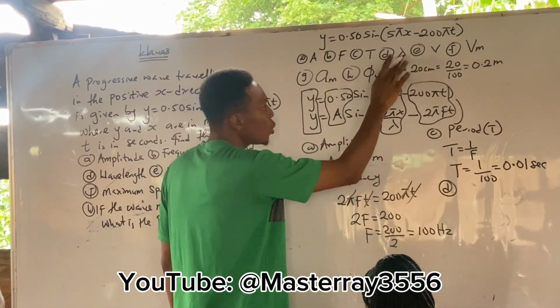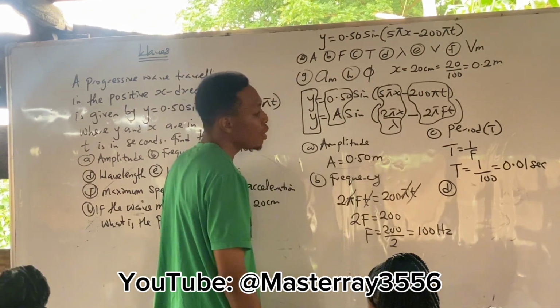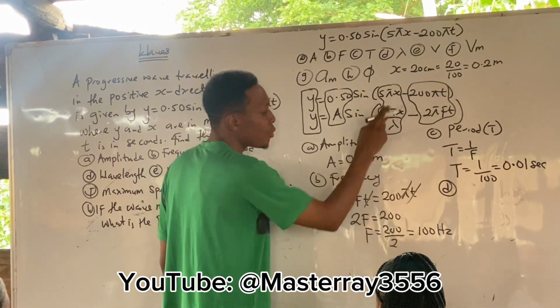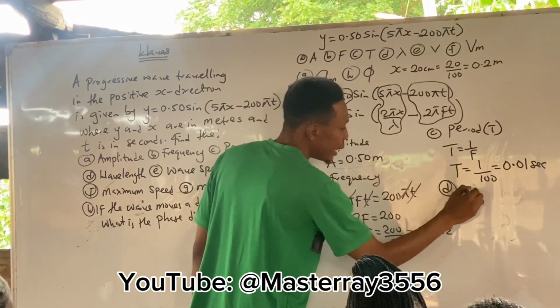So the D part, please listen. For the D, we are asked to look for lambda. Lambda is what? Wavelength. And we can get our wavelength from our wave speed. Outside that, from the equation, you can also get your wavelength from here, right? This is wavelength, all right? So we are looking for wavelength.